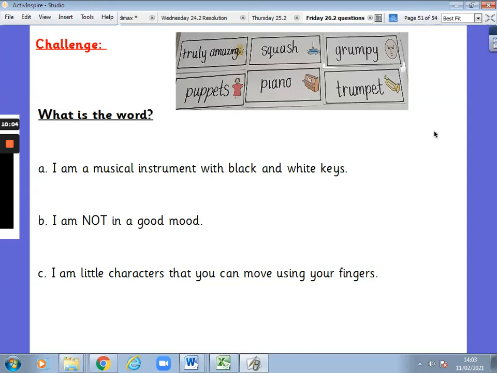Here are my clues for today. A. I am a musical instrument with black and white keys. B. I am not in a good mood. C. I am little characters that you can move using your fingers. Pause the video and have a look. What words am I on the word wall?